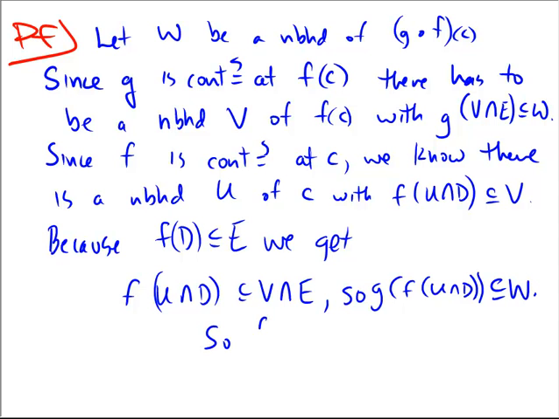And as needed then, g composed f is continuous. Yes, we have to go g composed f because we did f first. So g composed f is continuous at c. So that's an illustration of another neighborhood type argument, a topological type argument.